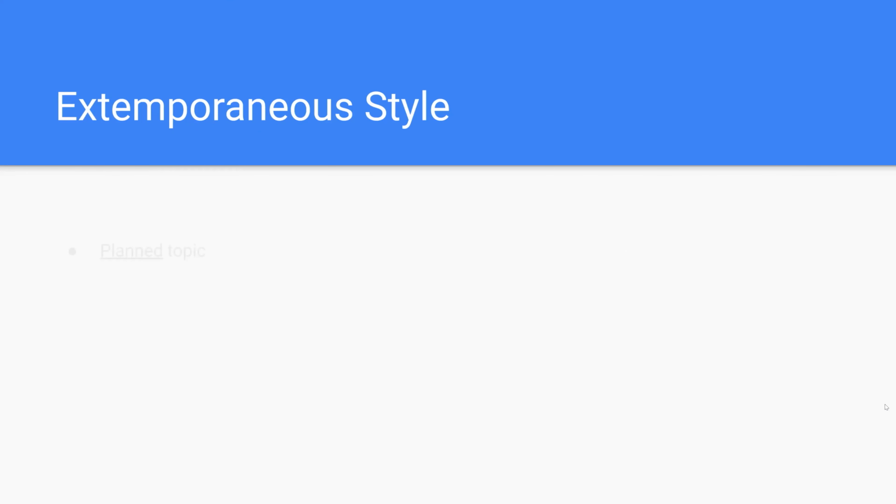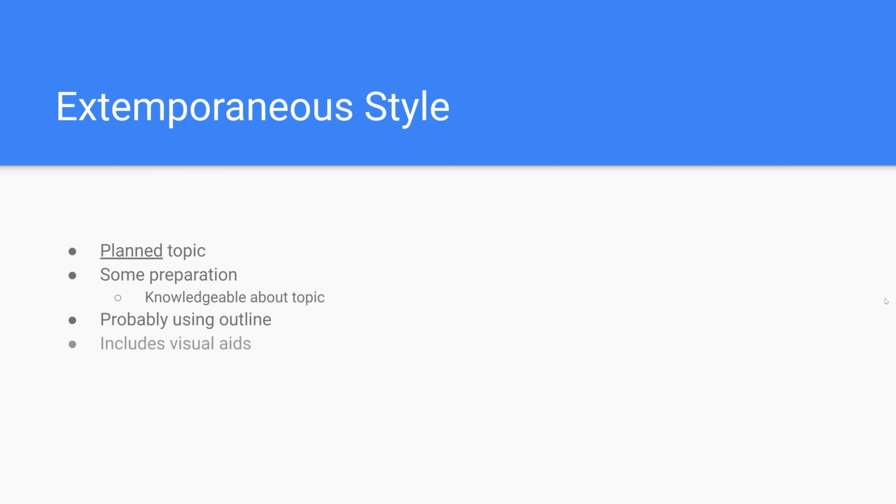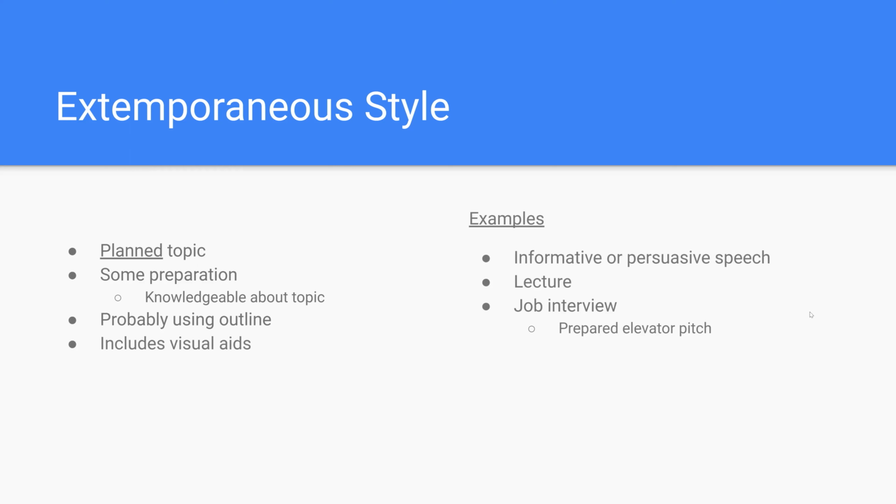Now, extemporaneous, as I said, is more planned. It's something where you at least have the ability to go into a little more detail, to research your topic a bit more, and you have some knowledge about the topic before you give your speech. And you're most likely using an outline form, one of the longer outline forms like we saw with the introduction, with a thesis statement and 3 body paragraphs and a conclusion with some kind of call to action. And you also will probably have visual aids as well.